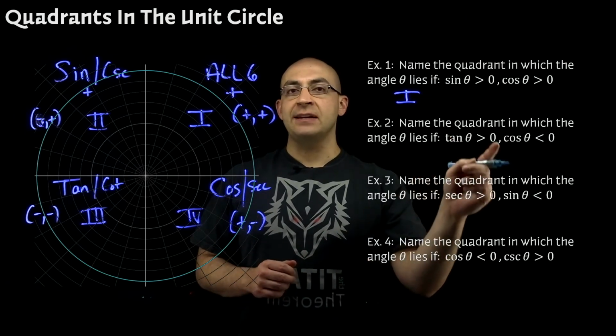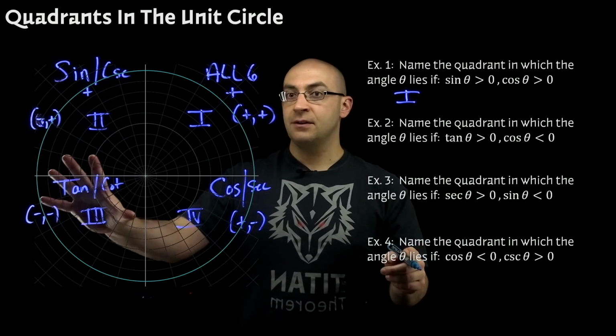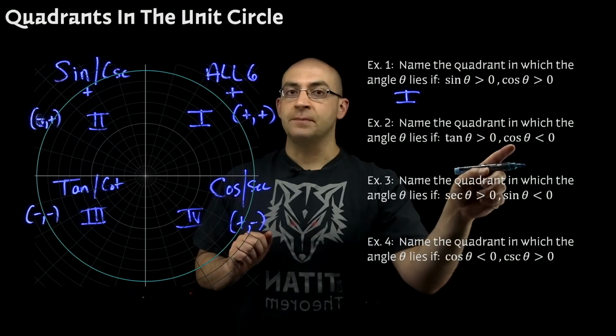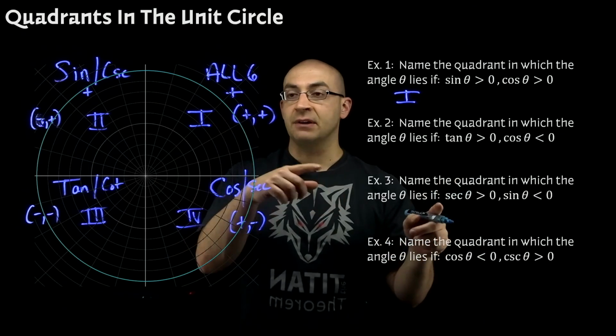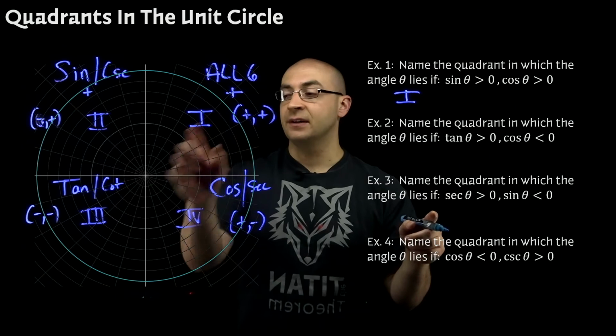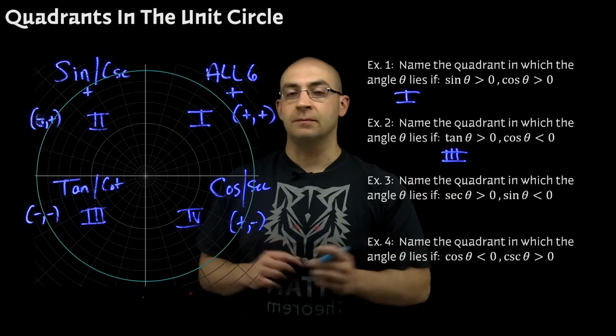Tangent of theta is greater than 0, meaning positive. There's only two choices it could be, 3 or 1, but look at the second rule. Cosine of theta is less than 0. Well, if cosine is less than 0, it can't be quadrant 1, because cosine is positive there. Our answer is quadrant 3, because that's the only place that tangent alone is positive.